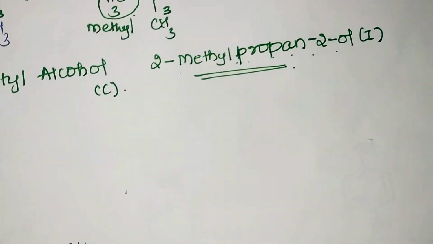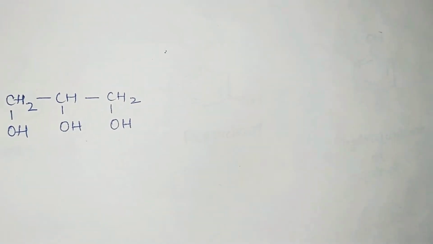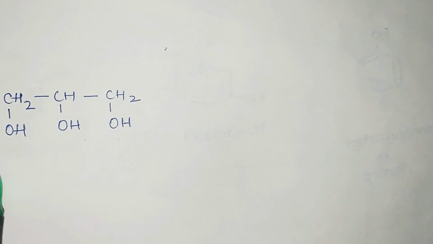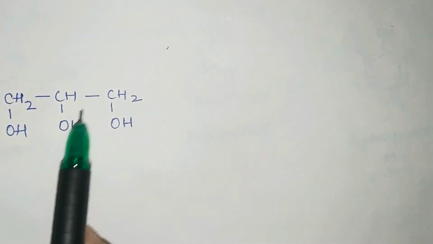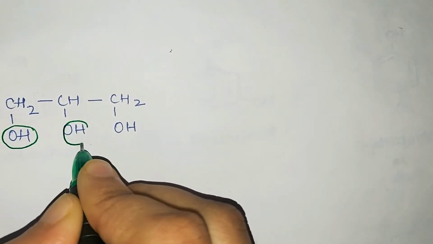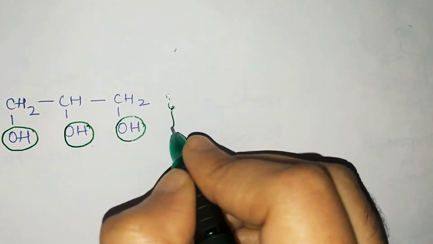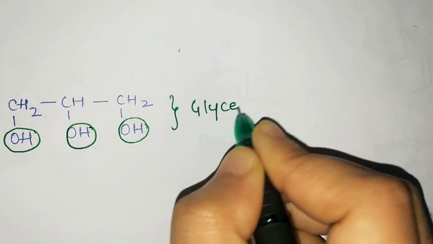We'll go with the next example. So we'll consider the example here. How many carbon atoms do you have here? You are having 3 carbon atoms, and mainly you can see how many functional groups are there. More than one functional group are there. The common name of this compound is glycerol. So the common name for this compound is glycerol.